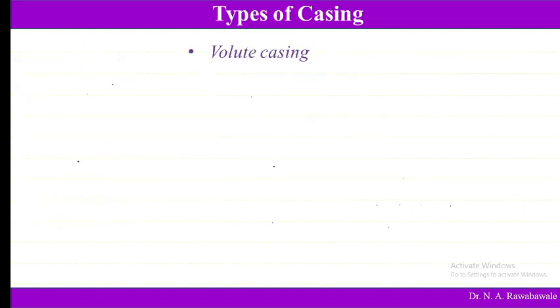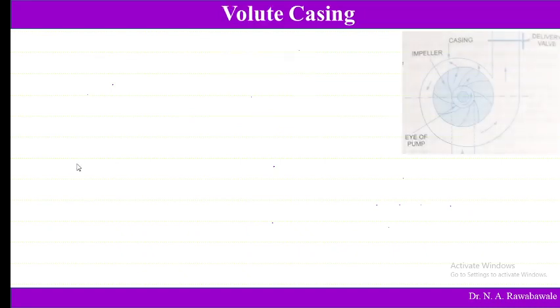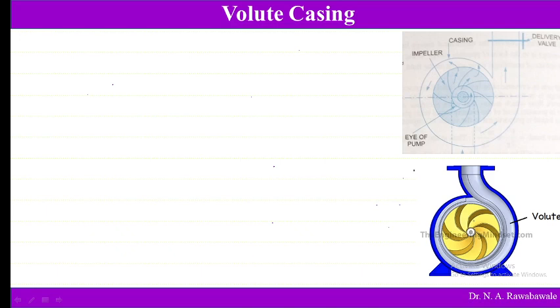There are three types of casing. One is volute casing, the second is vortex casing, and the third is casing with guide blades. Now we see them one by one. Very first, volute casing, which we have just seen: the cross sectional area increases gradually. This is a spiral type of casing and this inner part is the impeller.